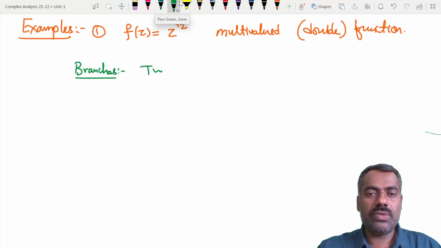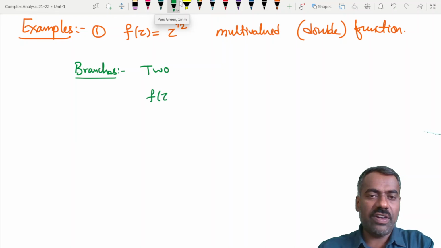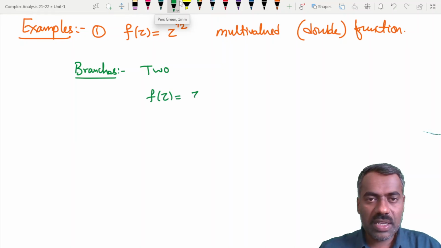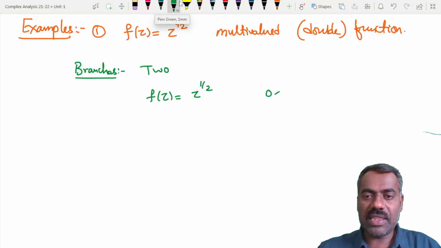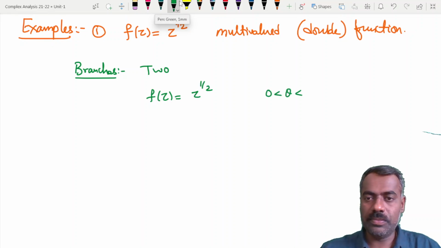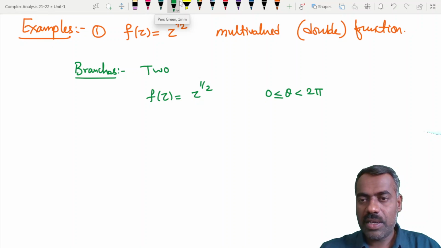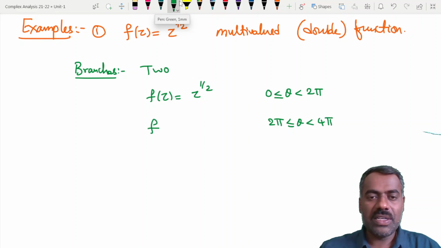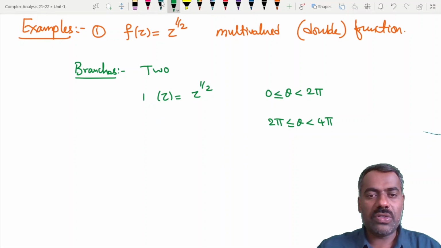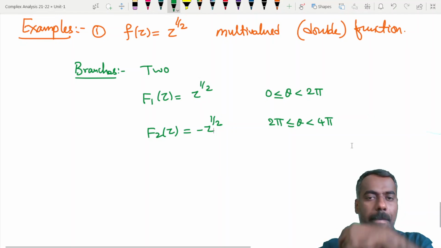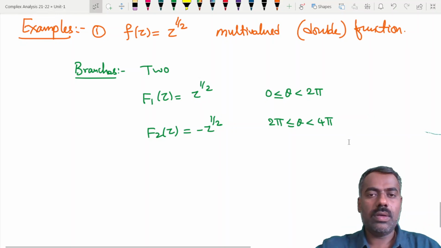It has two branches. One is f of z, which is equal to z power half, when theta is between 0 to 2 pi. And the moment when you reach 2 pi, and say suppose 4 pi, you get another branch. So I'll write capital F of z. The two branches we are denoting by capital F: F1 of z and F2 of z, which is minus z power half. Is that clear? Yes or no?